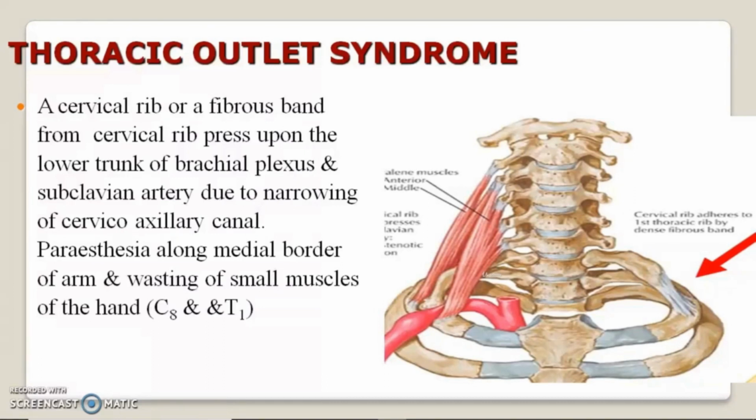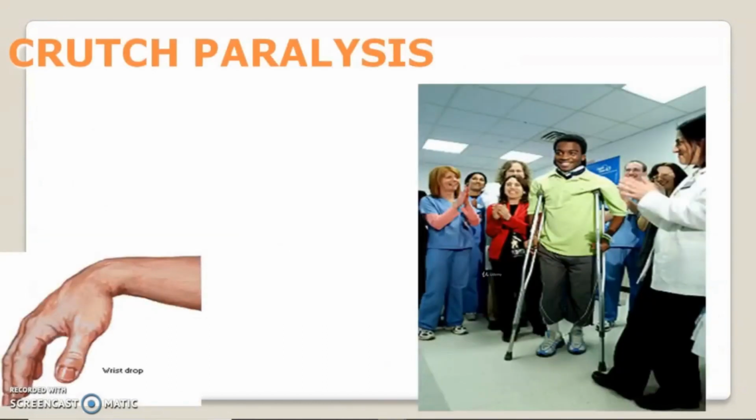Later, this will again lead to paresthesia along the medial border of arm and also some wasting of small muscles of the hand, because this is the nerve which is going to carry C8 and T1 nerve fibers. So thoracic outlet syndrome is also equally important in brachial plexus topic. So that's all about brachial plexus you have to know.